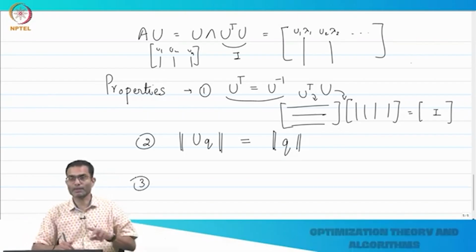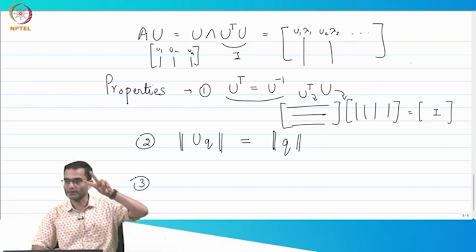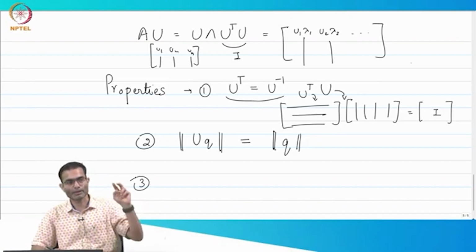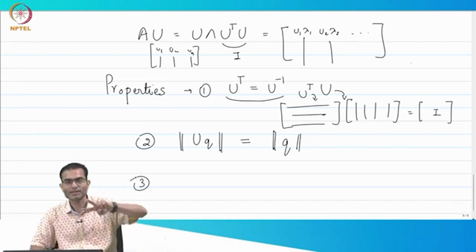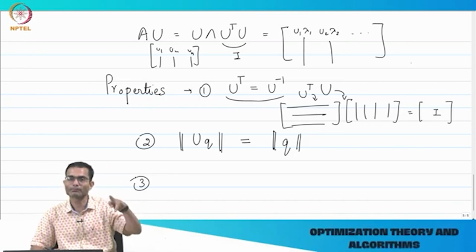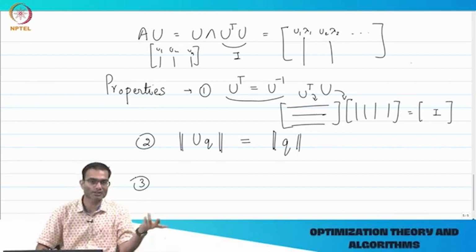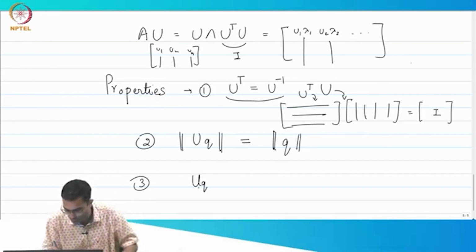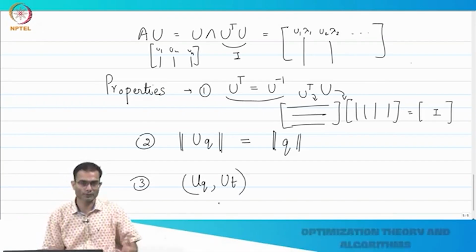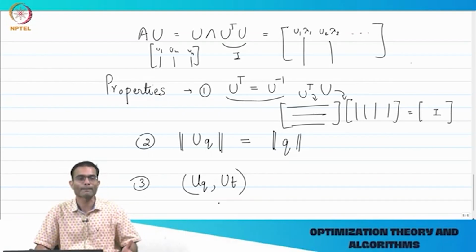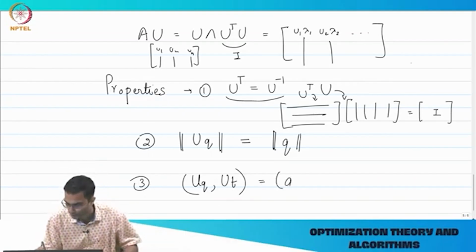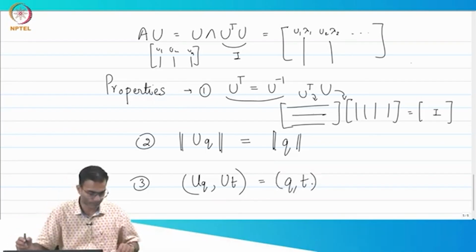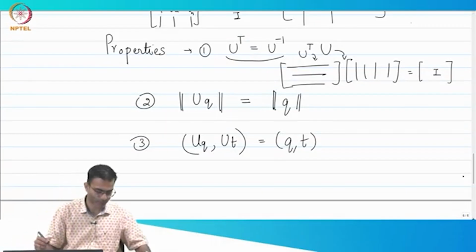It's length preserving, but now what about if I have two vectors, let us say q and t, and I apply U to both of them, will it change the angle between them? If it's a rotation, it should not change the angle between them, right? So that's the second property. If I do Uq and Ut, this is the inner product, it should be the same as the inner product of q and t. You would have seen the proofs of all of these in linear algebra. They're quite straightforward.